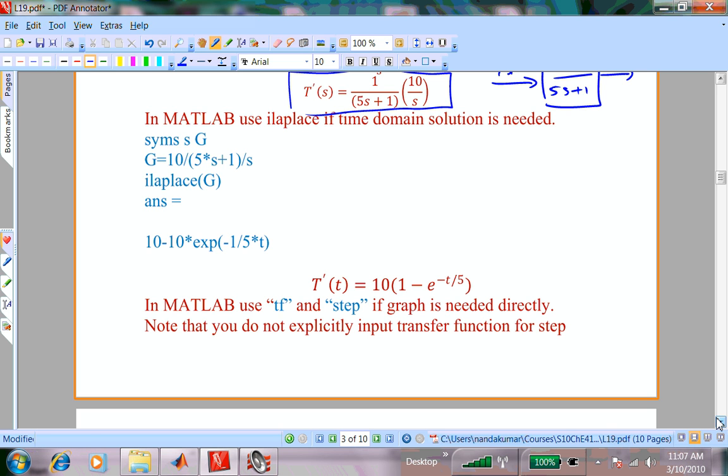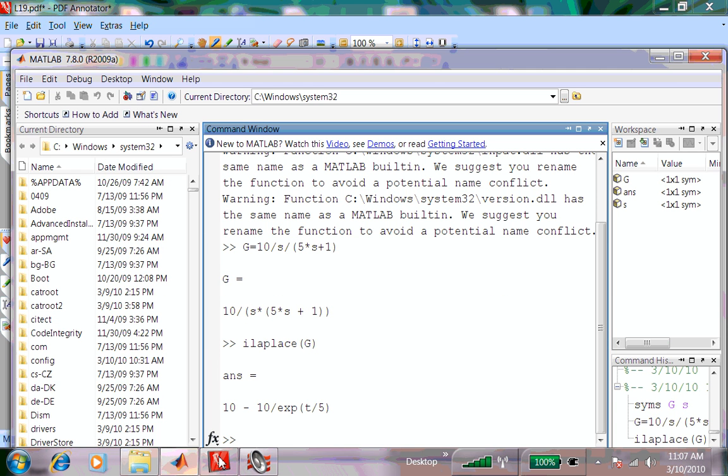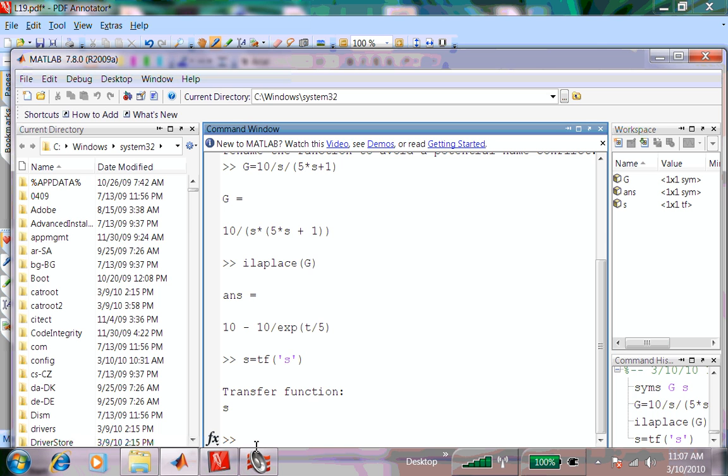You can do this in MATLAB in a number of ways. This is to get an analytical expression. But if you want to plot the graph directly, what would you do? You have to define s equals transfer function. This is one way of doing it, or provide the numerator and denominator. So G you define as 10 divided by 5 times s plus 1. That's another way of doing it, yes.